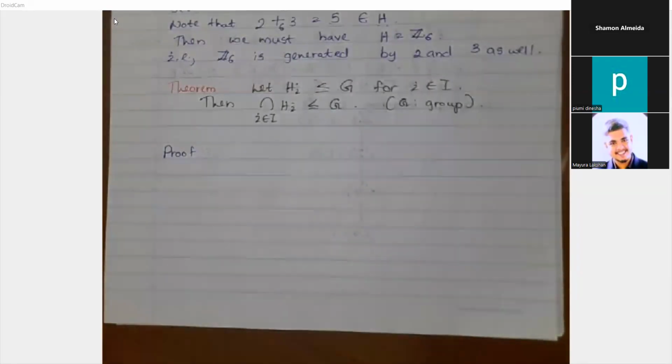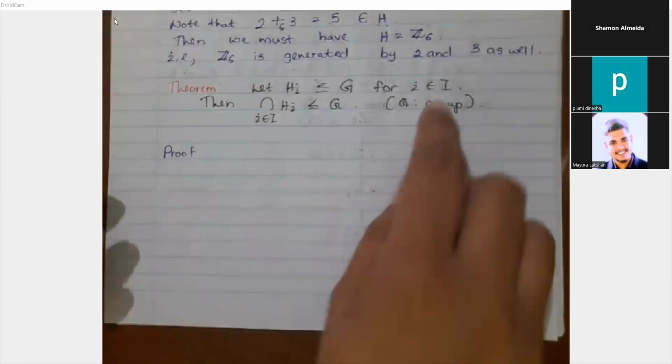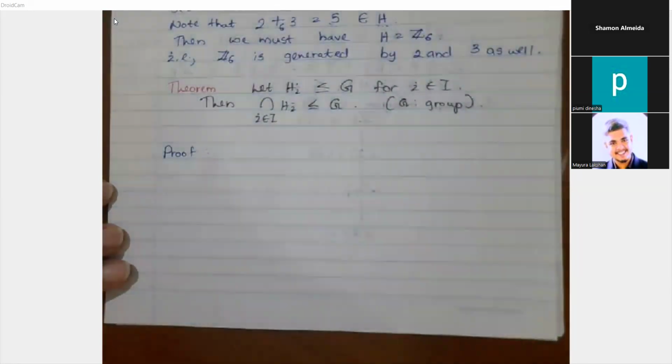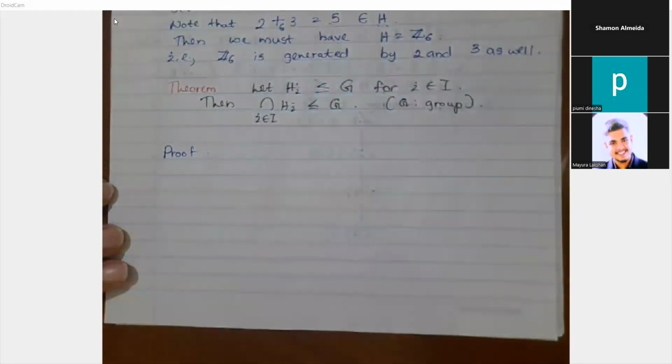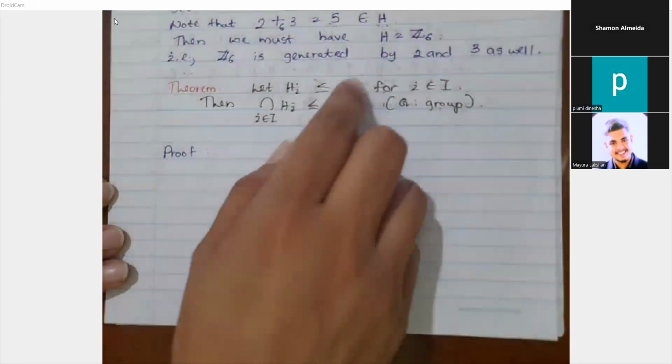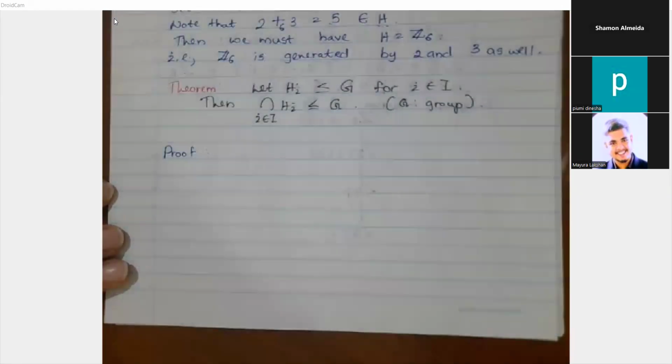Now this capital I is any index set. It's an index set, like the set of natural numbers, integers, real numbers. All these indices come from this index set. It's not a group or anything related to these groups. It's simply an index set. But why do we have the identity to be in this intersection?